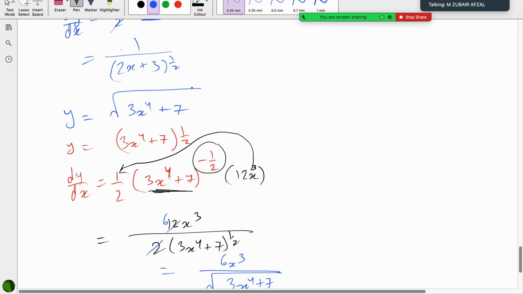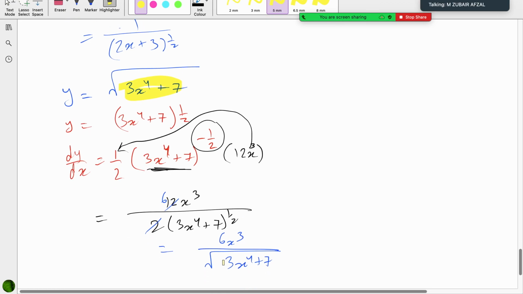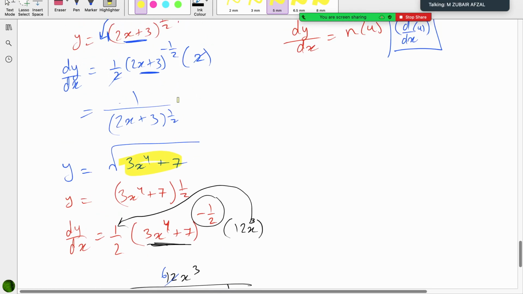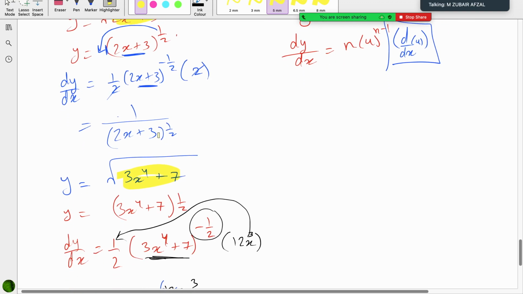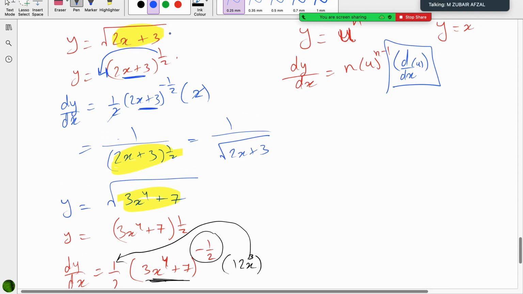If you see this part right here, 3x4 plus 7 is regenerated in the denominator. If you notice, this part 2x plus 3 under root is actually regenerated in this denominator. We can write this denominator as 1 over square root 2x plus 3. If you notice this, the main question is actually regenerated.